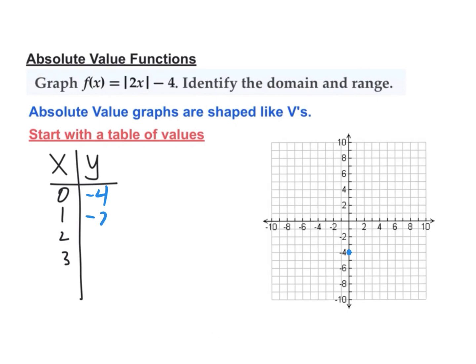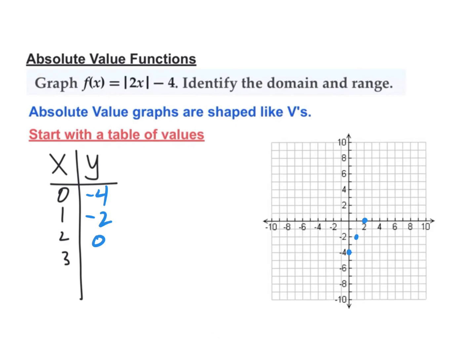Negative 2. Okay, so I've got 1, negative 2. Then what happens? What happens when I plug 2 in? 0. You get 0. Okay, so what do you think 3 is going to be? 2. Okay, now before you go there, here's the thing I'm going to warn you.